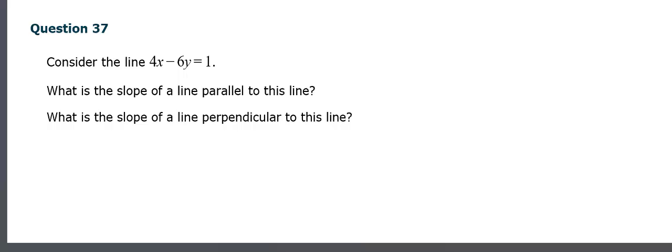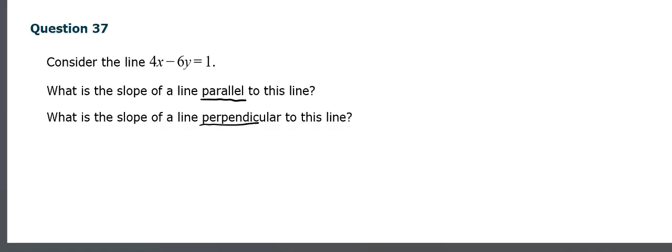Consider the line 4x minus 6y equals 1. What is the slope of a line parallel to this line? What is the slope of a line perpendicular to this line? So parallel lines have slopes that are equal to one another. Perpendicular lines have slopes that are opposite and reciprocals of one another.